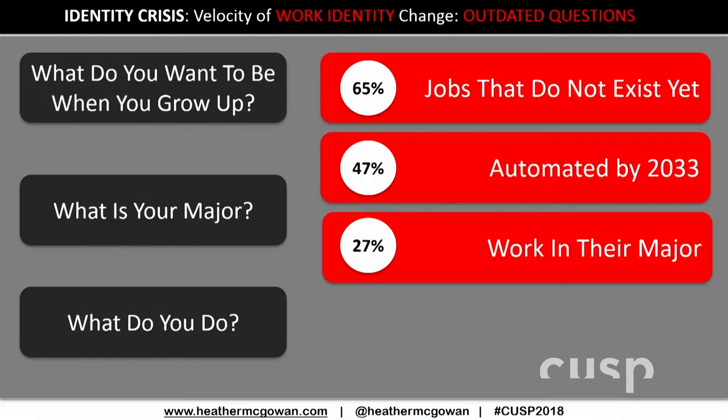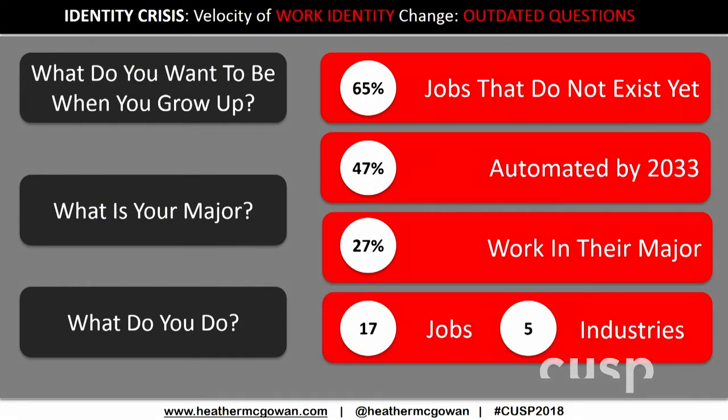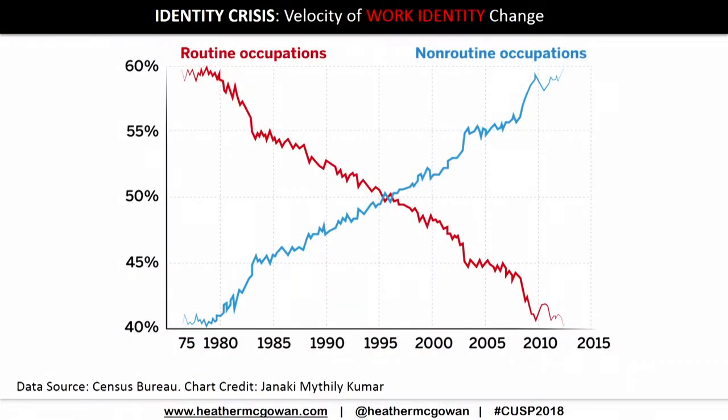And then what do you do? This question I have trouble answering myself. Research suggests that young people today will have 17, 18 different jobs across 5 different industries. So we're calcifying somebody's mindset and identity around an expression of skills and knowledge at a moment in time, and I think that's dangerous.